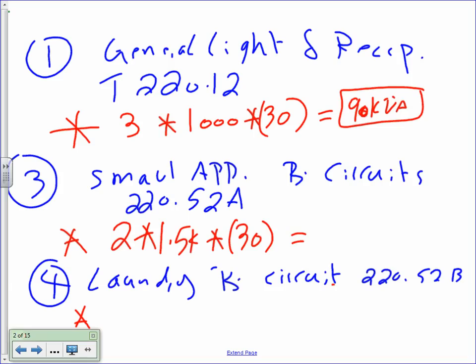What's the answer? 90 kVA. Cool. See how nice and easy and piece of cake that is? You can't get it easier than that, huh?